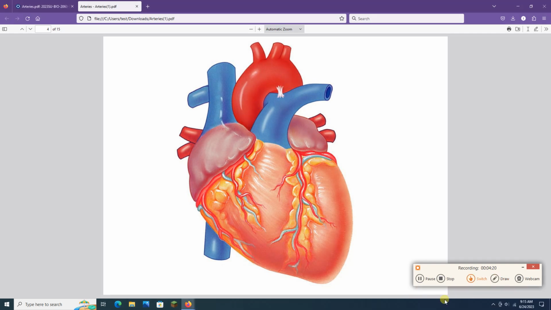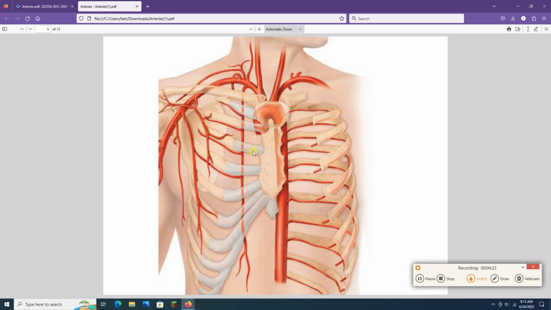All right, let's figure out where those guys go. So right here, let's start with my ascending aorta. There's my ascending aorta right there. I'm going to put an A on my aortic arch. And then I've got my descending aorta here. Remember, it's going to have a thoracic portion, which then becomes an abdominal portion.